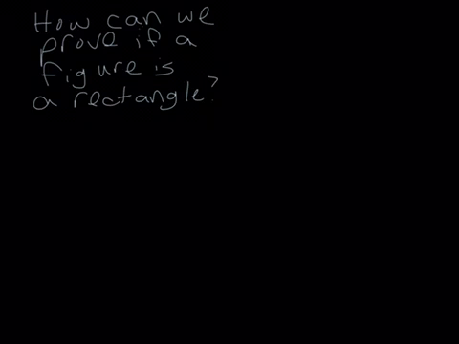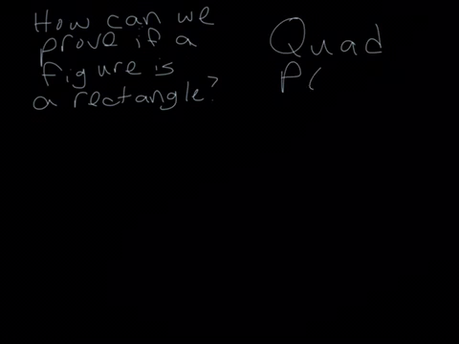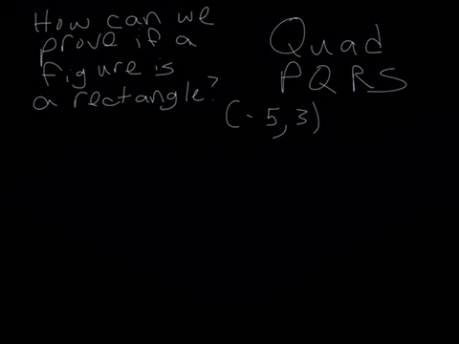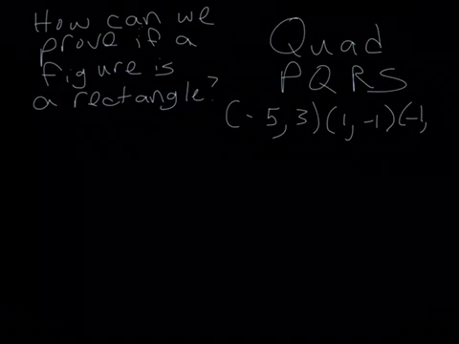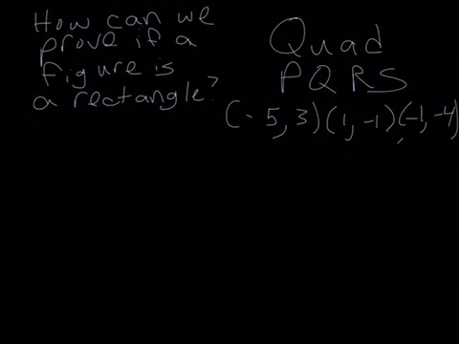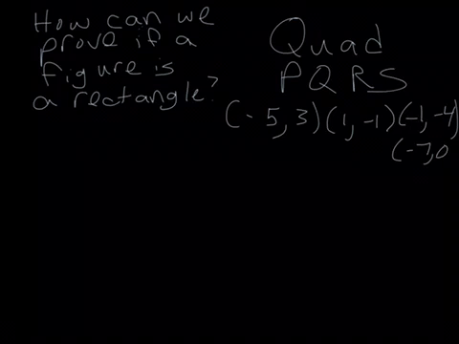So in our next bit, we were asking ourselves, how can we prove if a figure is a rectangle? And we said that we've got 2 possibilities that we can approach it with. So we had the givens that we had a quadrilateral PQRS with the points at (-5, 3), (1, -1), (-1, -4), and the 4th point at (-7, 0). I'm sorry this is sloppy, I'm just writing with a finger and small screen.